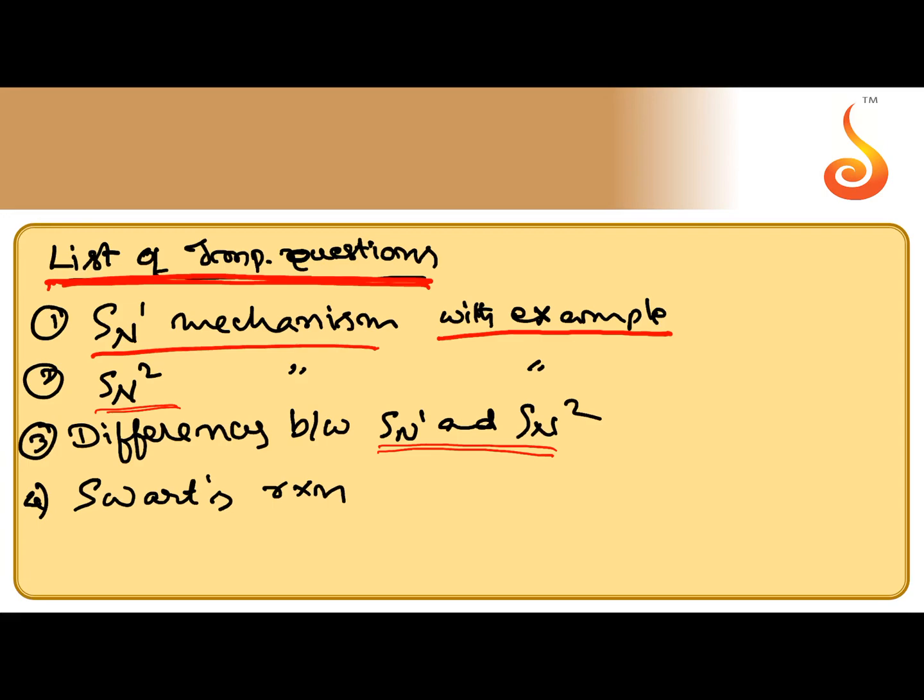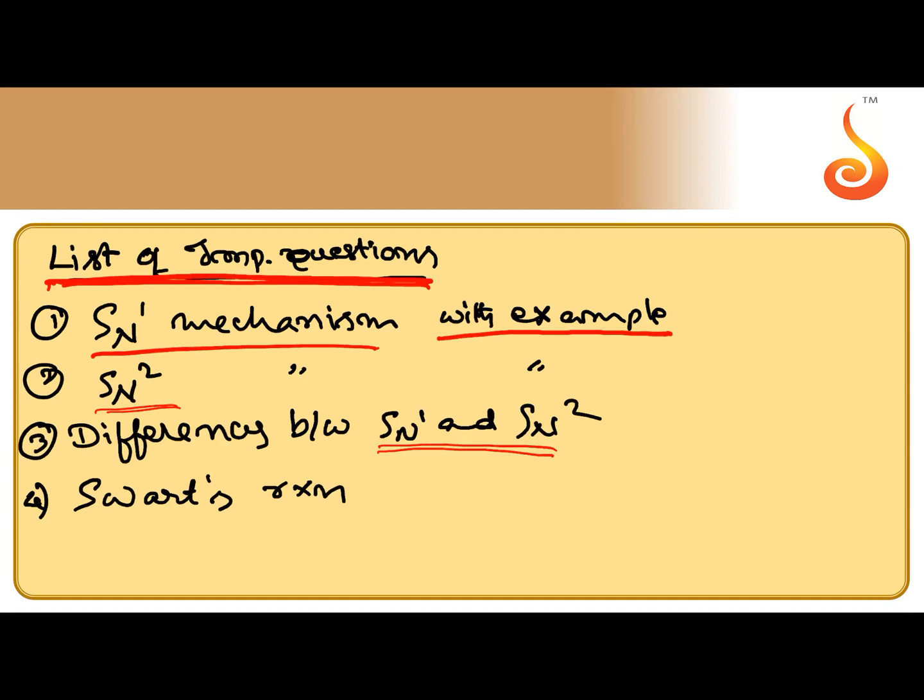At least 4 points of difference you have to write for SN1 and SN2. Very simple. SN1 is a first order reaction, SN2 is a second order reaction. SN1 is a multi-step process, SN2 is a single step process. SN1 takes place via carbocation formation as intermediate, SN2 takes place via transition state.